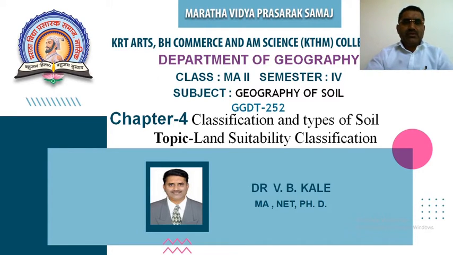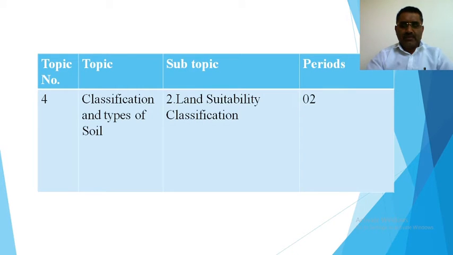Today we have to see the remaining part of chapter 4. Chapter 4 is classification and types of soil, and today we have to see the topic that is land suitability classification. In the previous lecture we have seen how the classification has been done in various classes of the soil. So there are 8 classes, and according to that there are subclasses and units. So let us see land suitability classification.